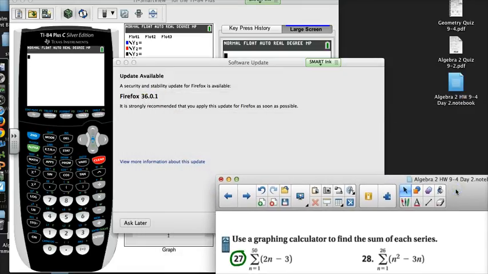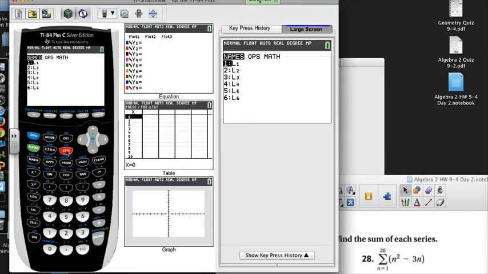So what we need to do is get into that list feature. So second, stats, and then we have to arrow over once until we get to the operations, and then one more so that we get to math, and it's number 5, which is going to be the sum. And then we have to tell it the sum of what? What is the sequence that you're trying to use here? So second list, over to ops again for number 5, sequence.